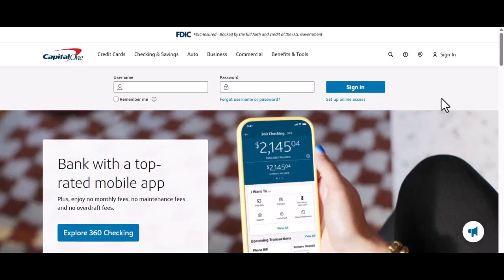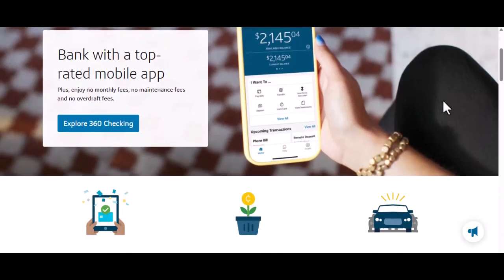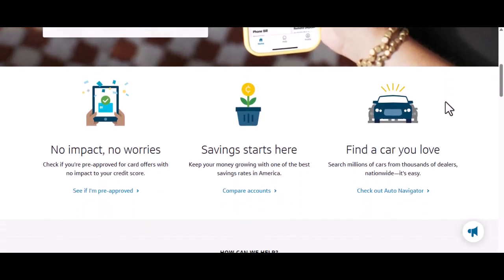Today, we're cutting through the confusion and showing you exactly how to set up direct deposit with your Capital One account. Direct deposit is a game changer. It's secure, automatic, and can get your money to you faster than a paper check. The process has two main parts: getting your Capital One banking info, and then providing it to your employer or payer. First, let's grab those crucial numbers.